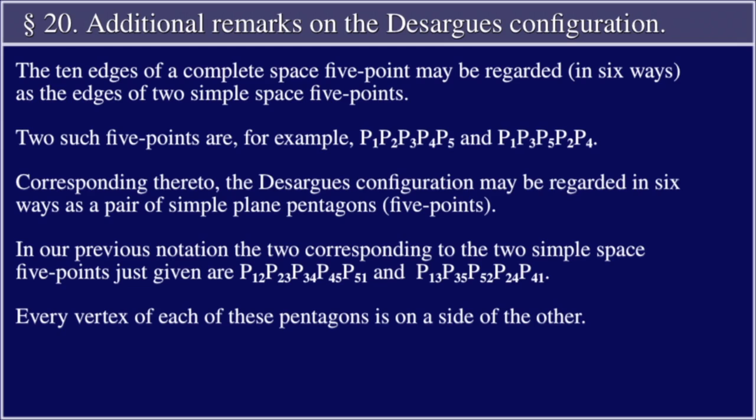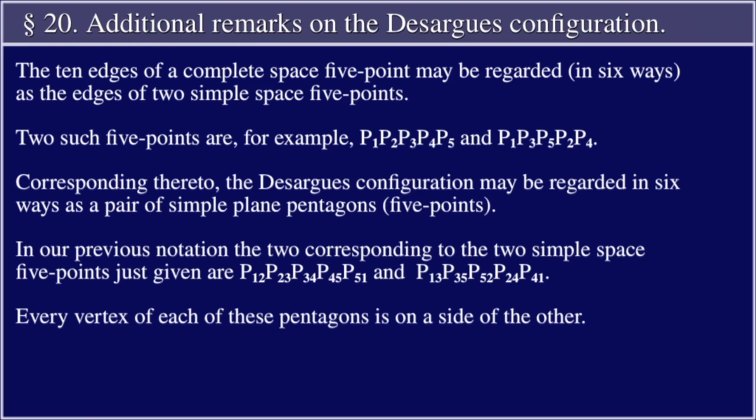The 10 edges of a complete space 5-point may be regarded in 6 ways as the edges of 2 simple space 5 points. 2 such 5 points are, for example, P1, P2, P3, P4, P5, and P1, P3, P5, P2, P4. Corresponding thereto, the Desargues configuration may be regarded in 6 ways as a pair of simple plane pentagons, 5 points.